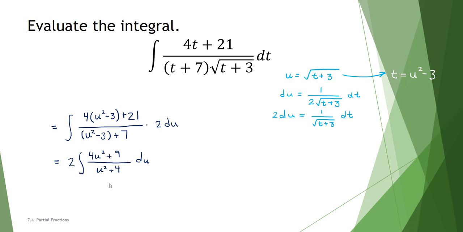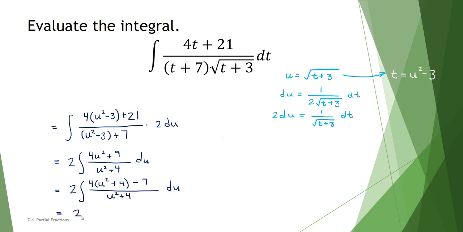To do this, I can either use polynomial long division, or I can just write the top in a very convenient way. So I'm going to write the top of this fraction as 4 times u squared plus 4. Notice 4 times 4 is 16, but I'm only supposed to have plus 9. So I'm then going to subtract 7. And the bottom is u squared plus 4.